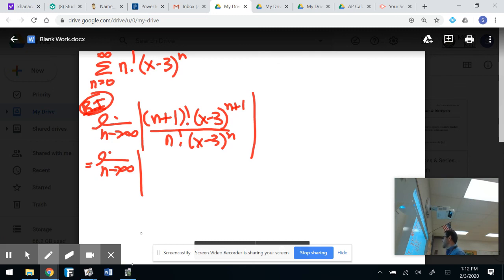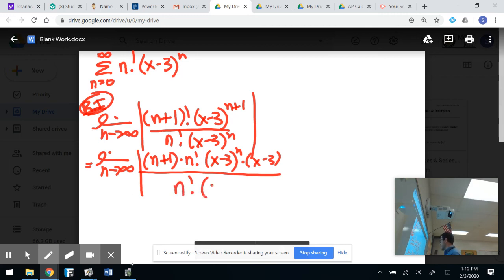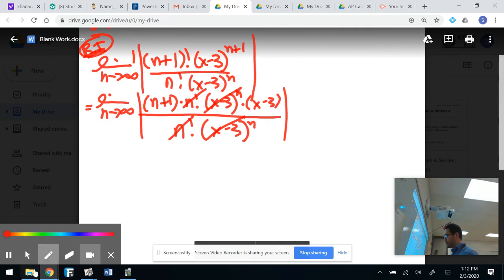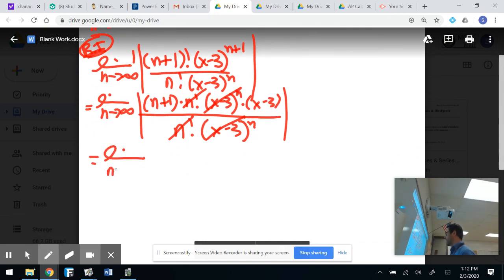But I've got to simplify a little bit. On the top, I got n plus 1 times n factorial. And then I could write that as x minus 3 to the n times x minus 3 to the first, all over n factorial times x minus 3 to the n. And we get, let's keep it rolling, equals the limit, right? My ratio test is not done until I take the limit.